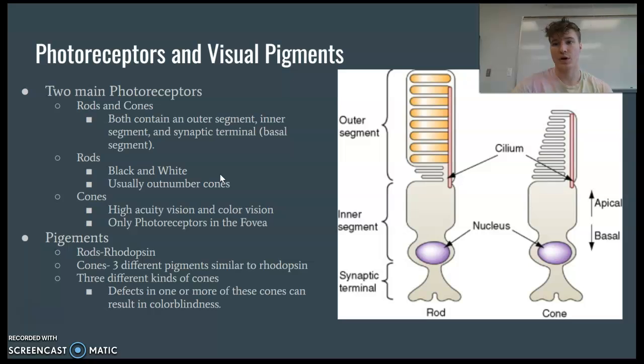Rods are used for black and white vision. They usually outnumber cones, according to Silverthorne, I believe 20 to 1.